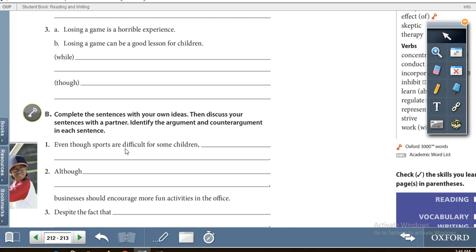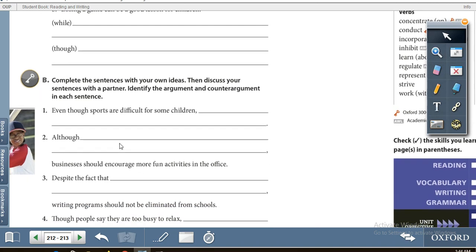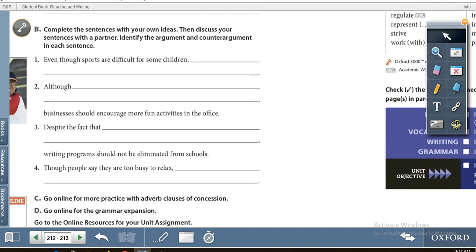Even though sports are difficult for some children, while they improve their health. Although, you can write this argument. Complete sentence 1 and sentence 2. One clause is written, you have to write the other. Complete this and show it to your teacher during the online session.